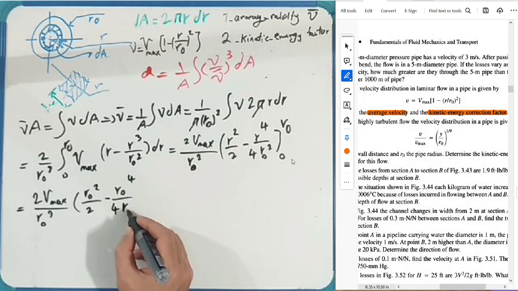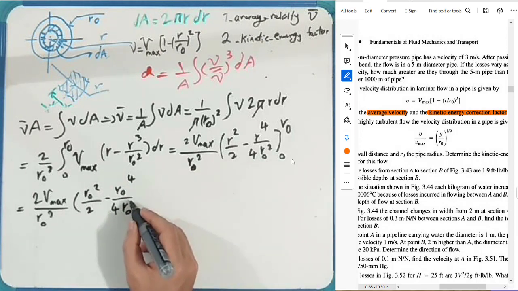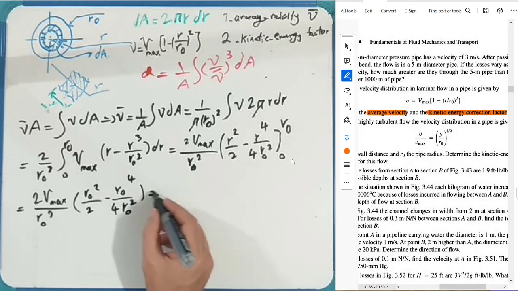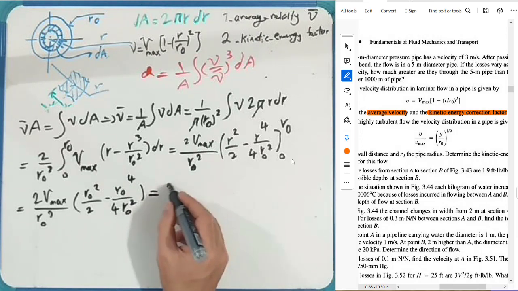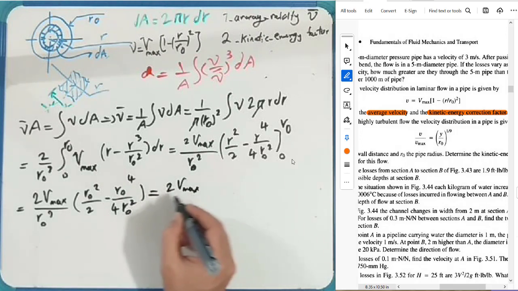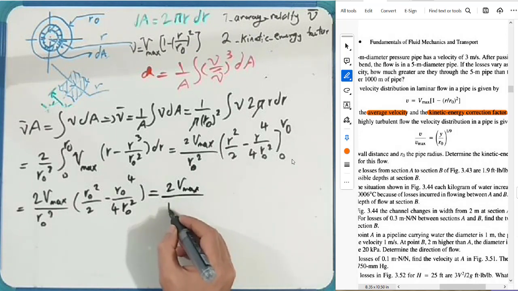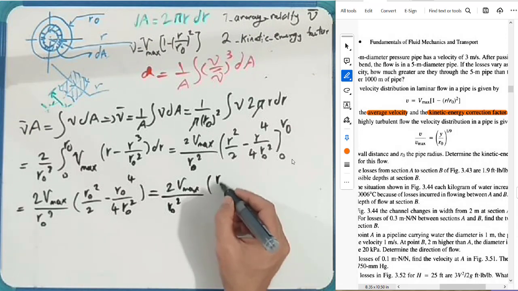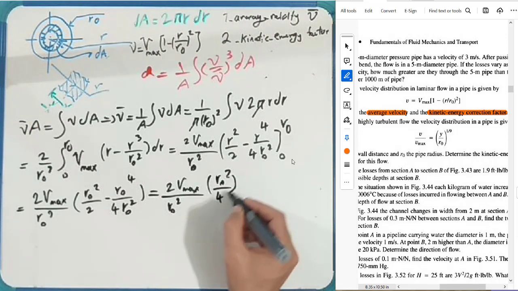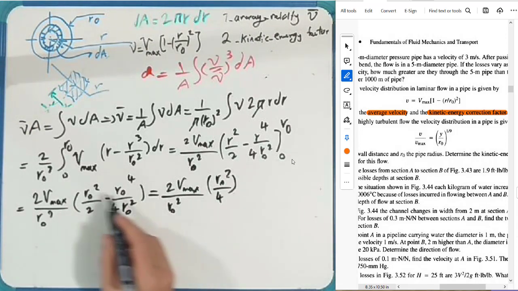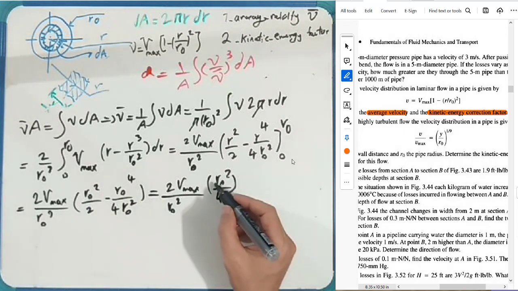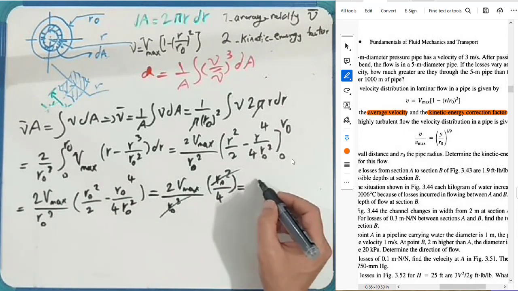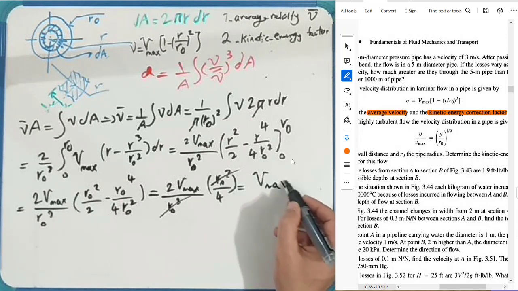Or it doesn't change, R0². Okay, and we have finally 2Vmax over R0², with the R² and R² here, over 4. Okay, I will add these two terms. It will be like that, it will be eliminated, and it would be Vmax over 2.